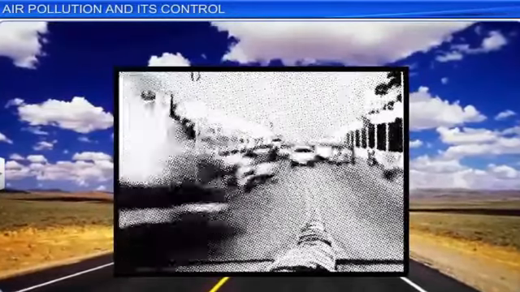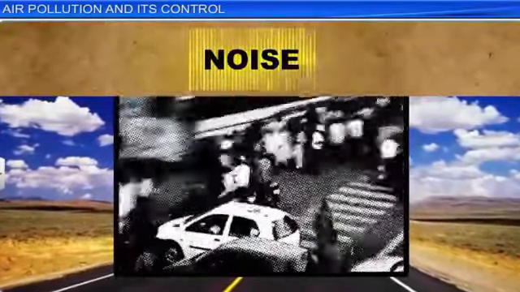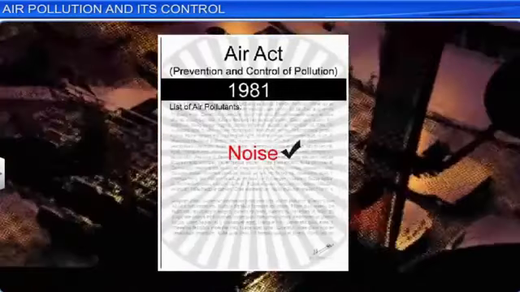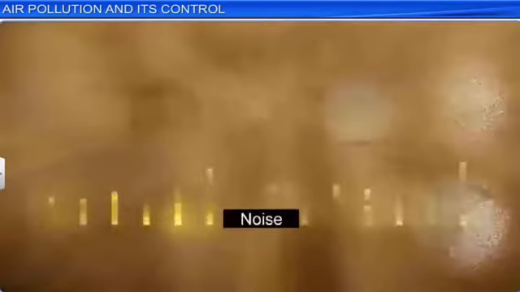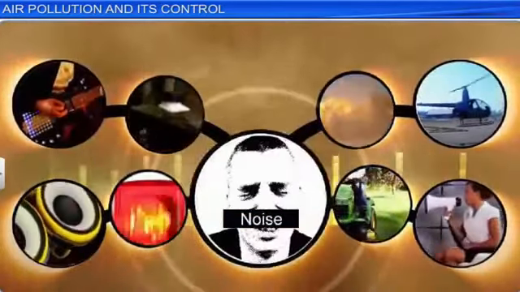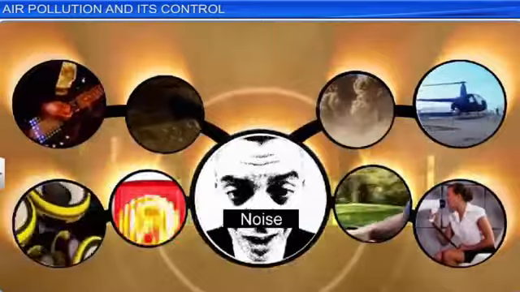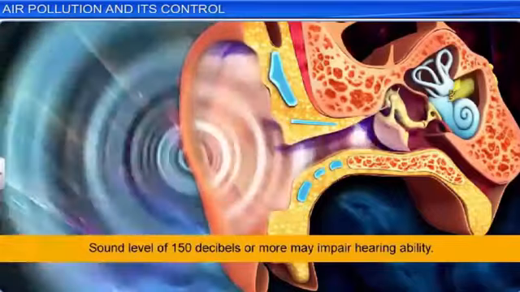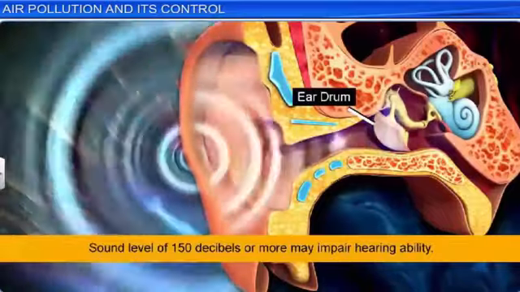However, another air pollutant, noise, also required serious attention, and so amendments were made to the Air Prevention and Control of Pollution Act, which was implemented in India in 1981 to include noise as an air pollutant. Noise is an undesirable high level of sound which has an adverse effect on human beings. Studies show that exposure to a sound level of 150 decibels or more may damage the eardrum, thereby permanently impairing hearing ability.